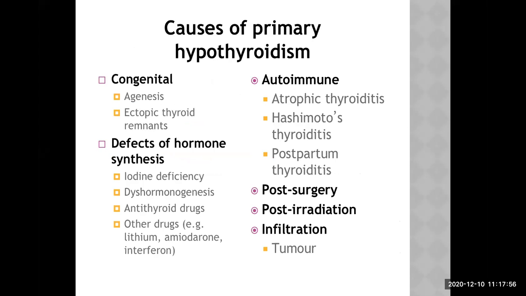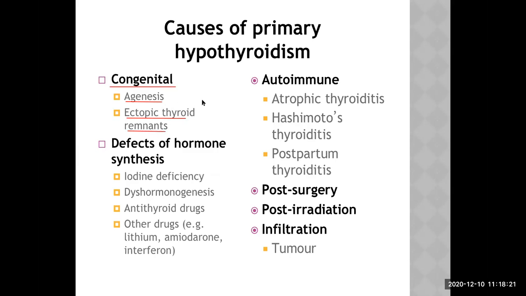What are the causes of primary hypothyroidism? Primary means the disease lying in the thyroid gland. So what are the causes? Let's discuss one after the other. The first has to be congenital hypothyroidism. It may be there because of agenesis of the thyroid gland or because of ectopic thyroid remnant.